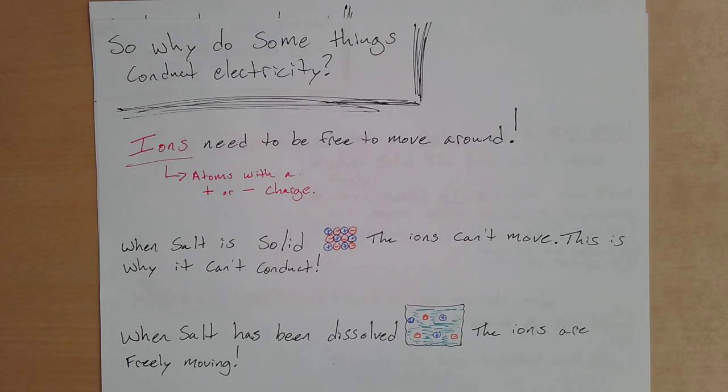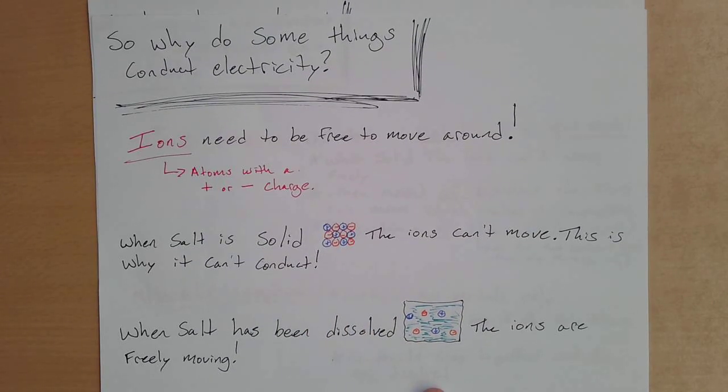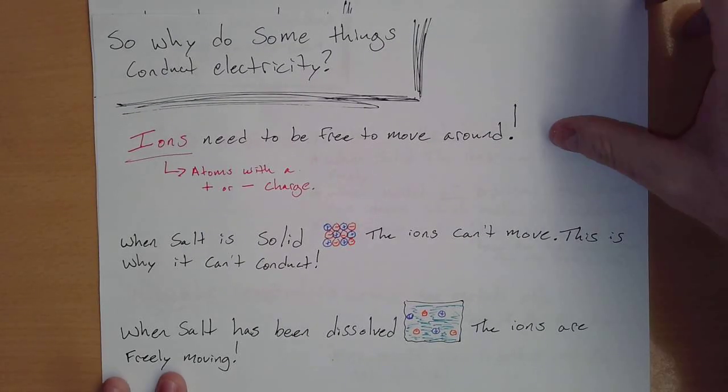So when salt is a solid, those ions can't move. That's why it can't conduct. And when salt has been dissolved, those ions are able to move around and go from one thing to another. They're not stationary anymore.